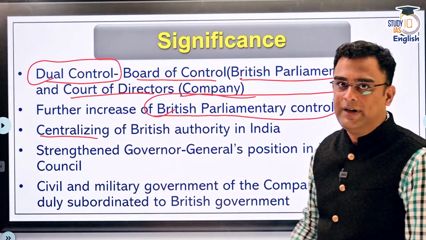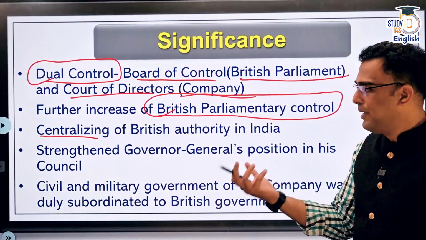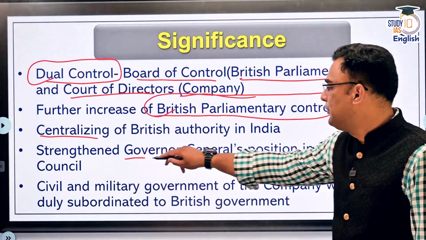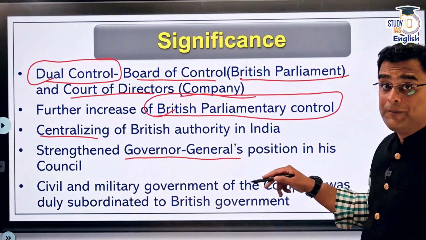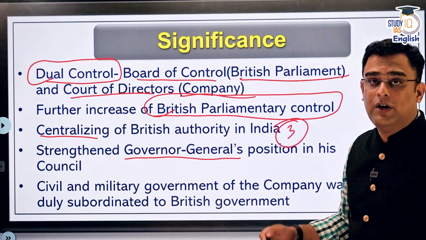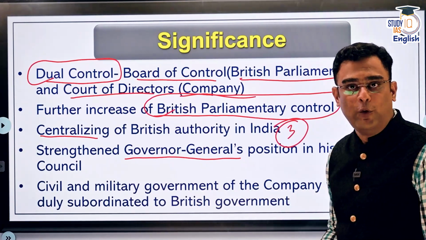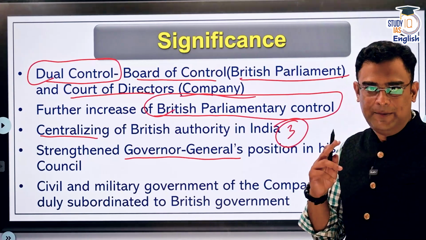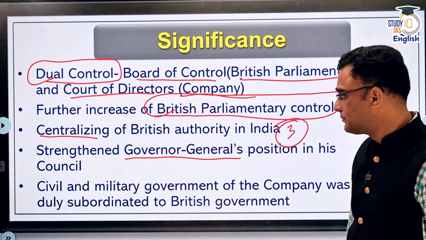Centralizing of British authority. We see that trend continuously. Bengal getting more and more power. The Governor General's position is improved because now the council has 3 members and not 4 members. So even if he has 1 vote with him in the total council, then he can carry the day because he has the casting vote.